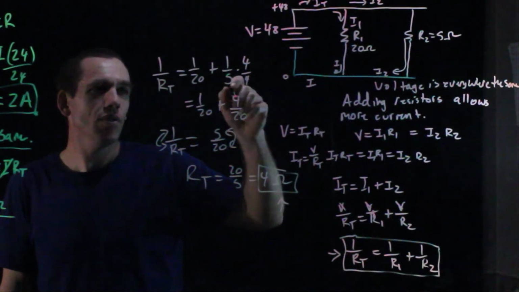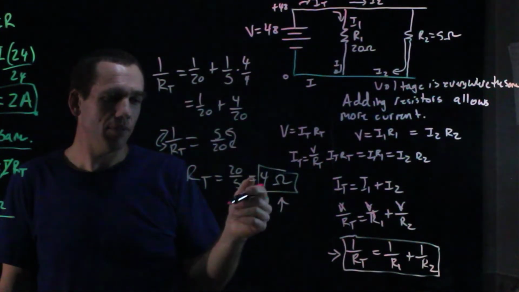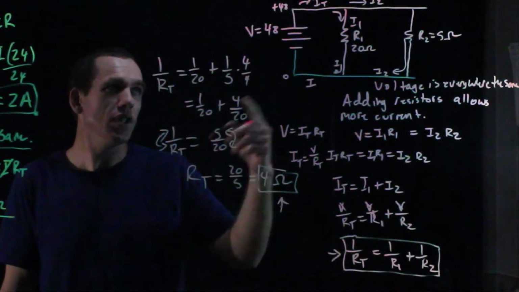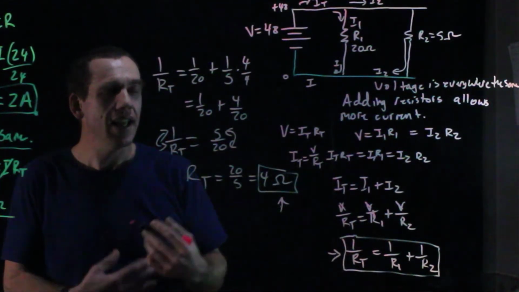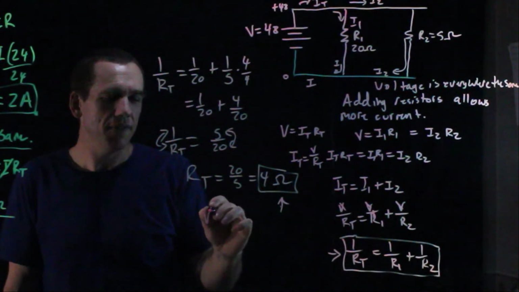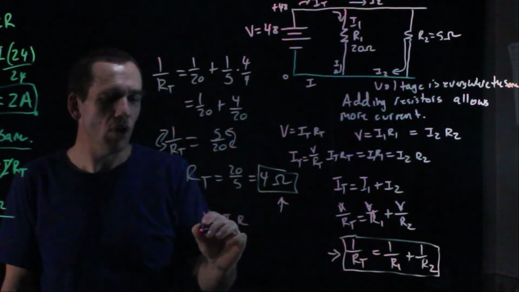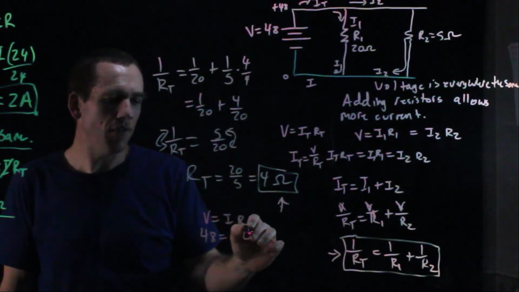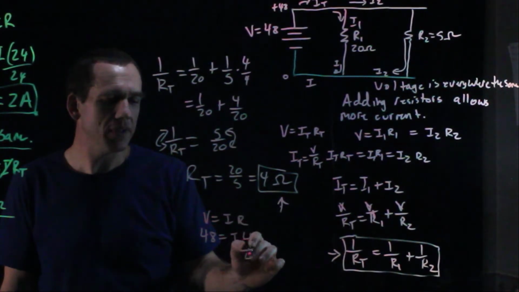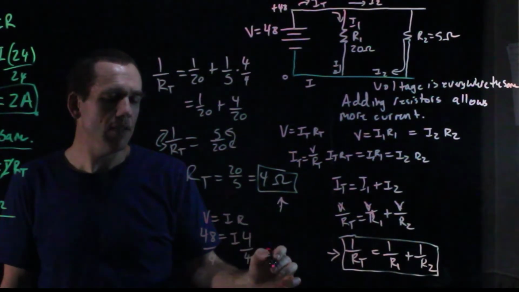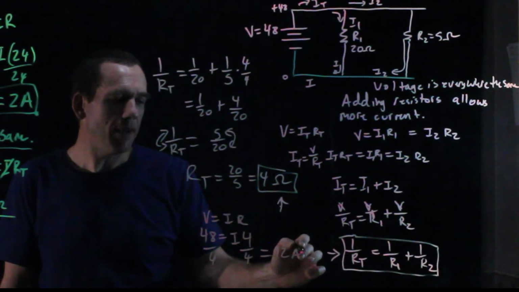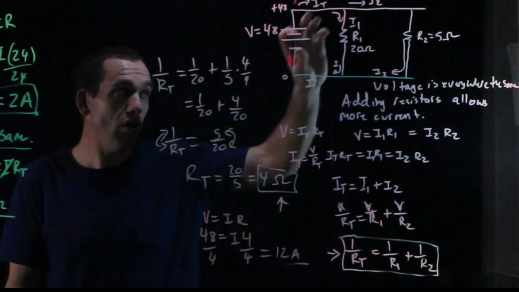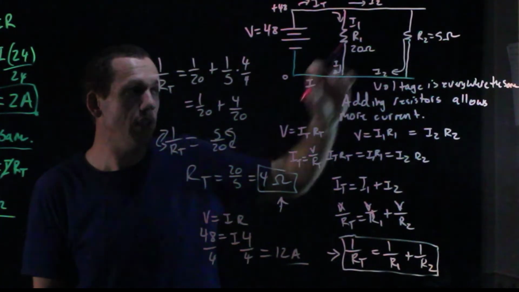And since now we know the total equivalent resistance is 4 ohms, we can also figure out how much current is leaving the battery. Because V equals IR, we have total voltage of 48, we have a total resistance of 4 ohms, so I divide both sides by 4 and it is equal to 12 amps. We have 12 amps of current. Now, all of those 12 amps don't go through each one of those.